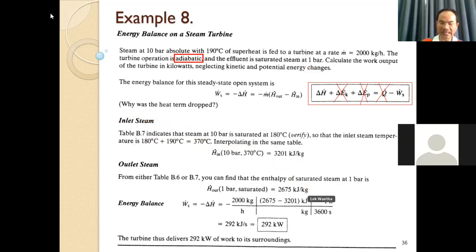Now you know the inlet value and the outlet value. You substitute outlet, you substitute inlet, and m dot is constant at 2,000. You know m dot, you know the outlet and inlet values, and then convert the unit from hours to seconds. You get 292 kilojoules per second. Kilojoule per second is what? We get 292 kilowatts. What does it mean? The work is positive, which means the turbine delivers 292 kilowatts of work to the surroundings.